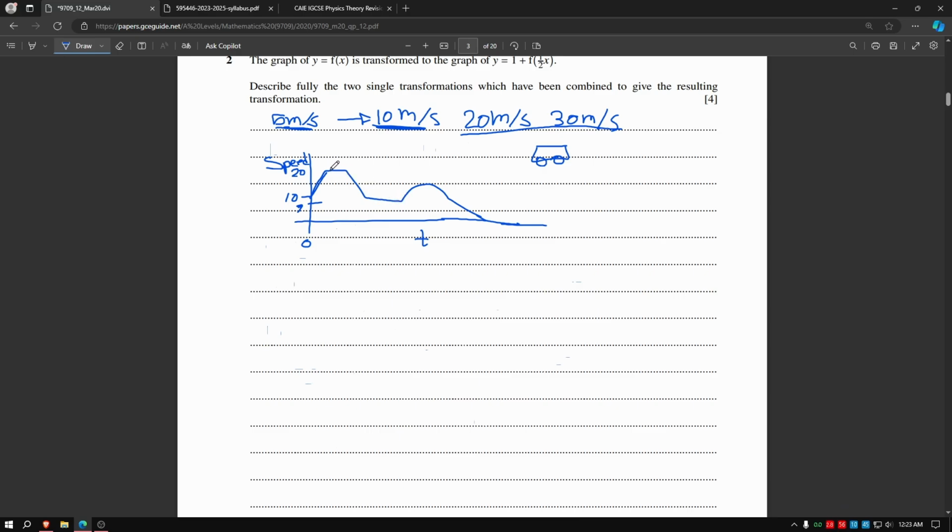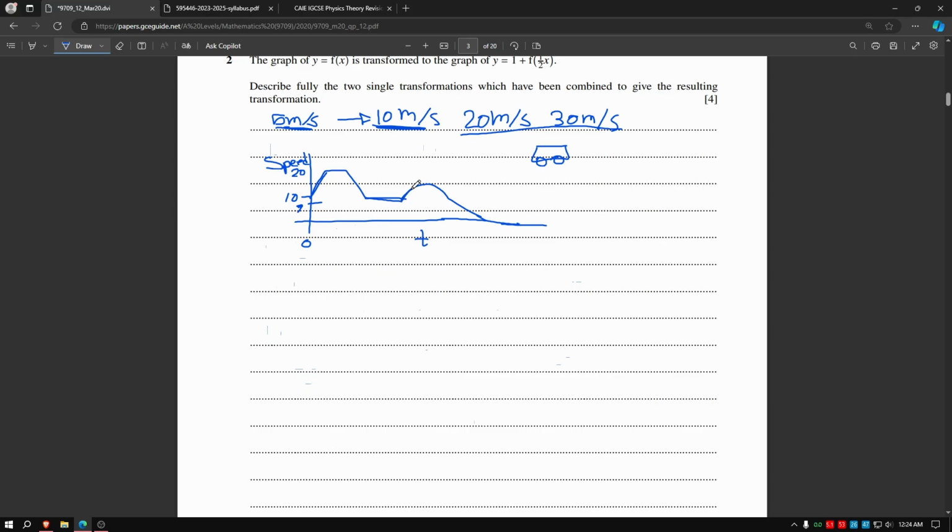Here the speed is constant. As the speed does not increase, it does not decrease. The car is moving at a constant speed. Here again constant speed. After that the car decreases its speed from 20 to 7, right? And then it moves in a straight line from here, straight line.